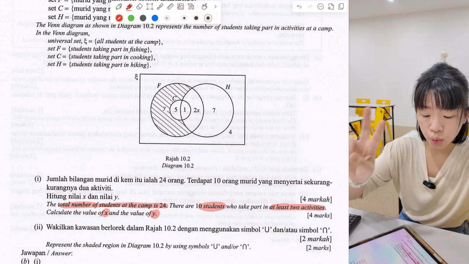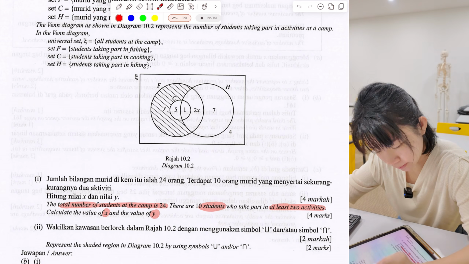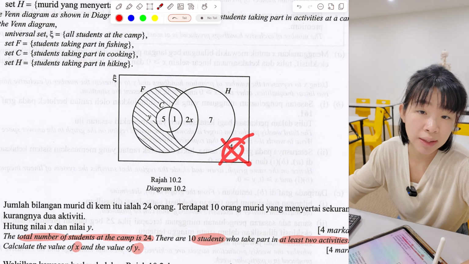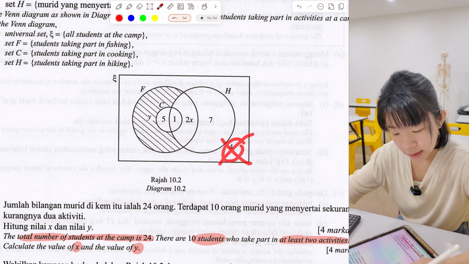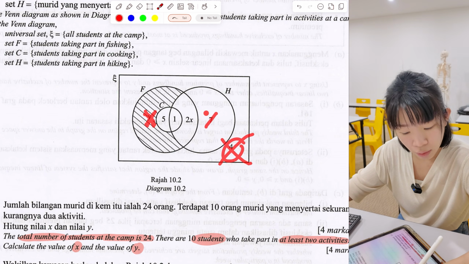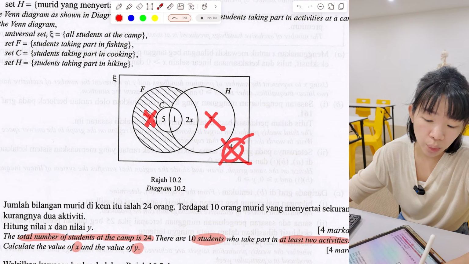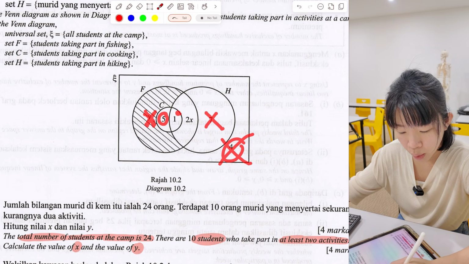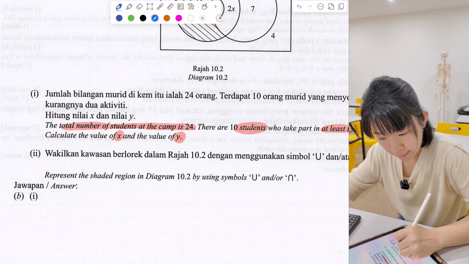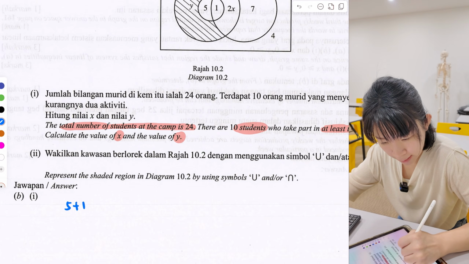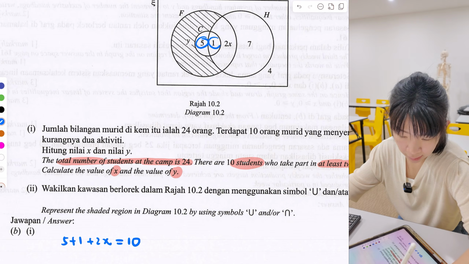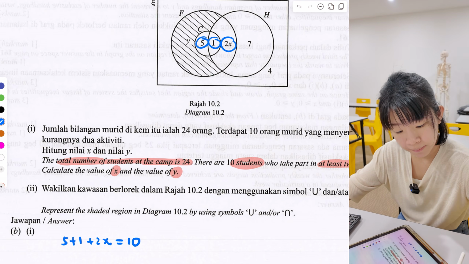So at least 2 activities, meaning which part do we want? Do we want 4? No, this one doesn't take part in any activity. Do we want this y? No, this y means 1 activity only. And 7 is also only 1 activity. So we want at least 2, meaning we want 5, 1, and also 2x. These 3 numbers. So 5 plus 1 plus 2x is equal to 10, the students who take part in at least 2 activities.